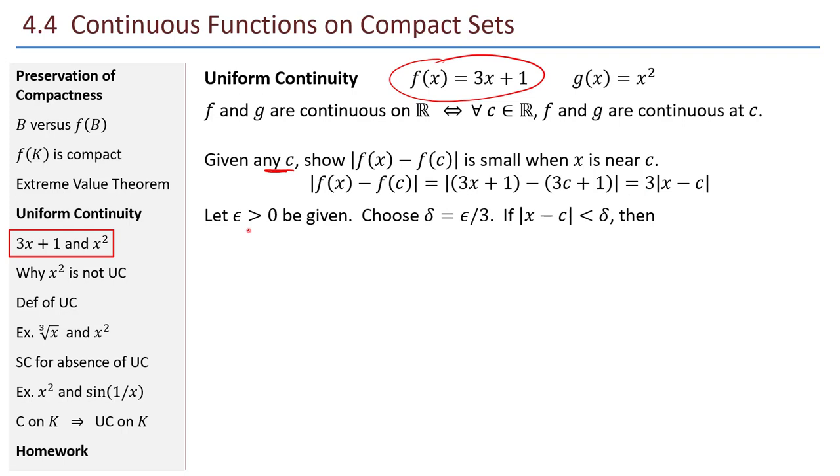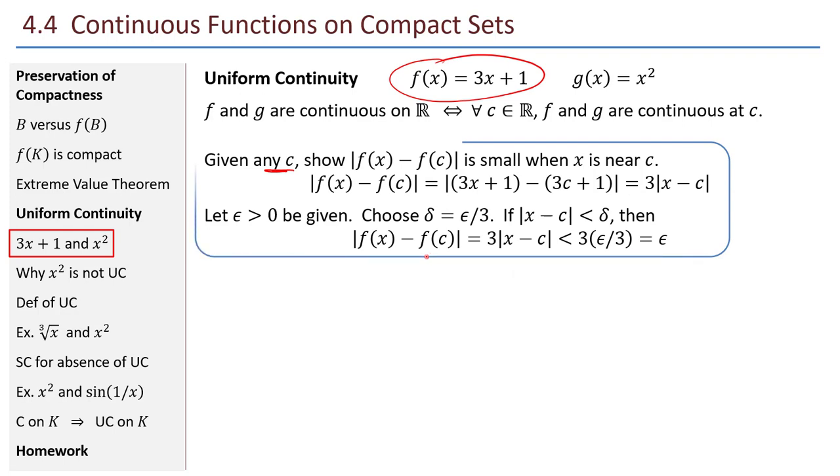Let epsilon greater than 0 be given. Choose delta to be epsilon over 3. Now, if absolute value x minus c is less than delta, we find the difference in the function values equals 3 times the absolute value of x minus c, and that's less than 3 times epsilon over 3, which is epsilon. And there's our proof that the function 3x plus 1 is continuous on all the real numbers. Let's turn our attention now to x squared.